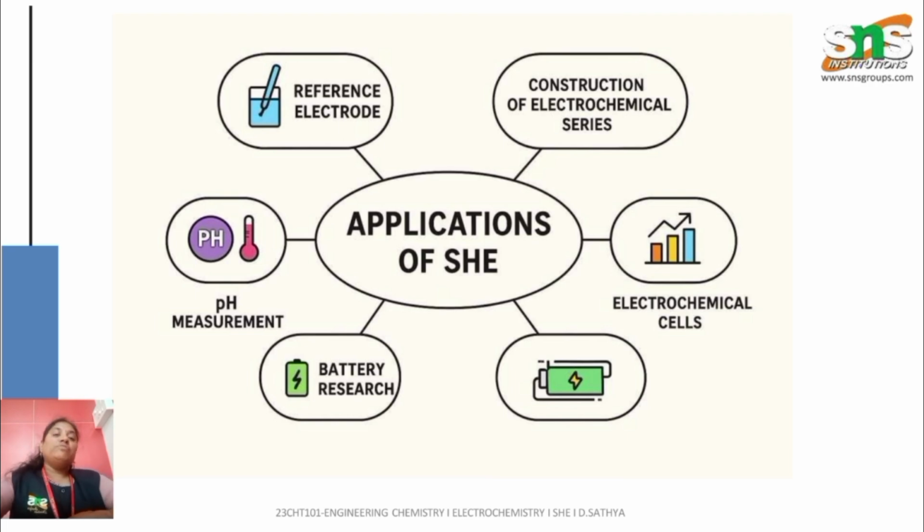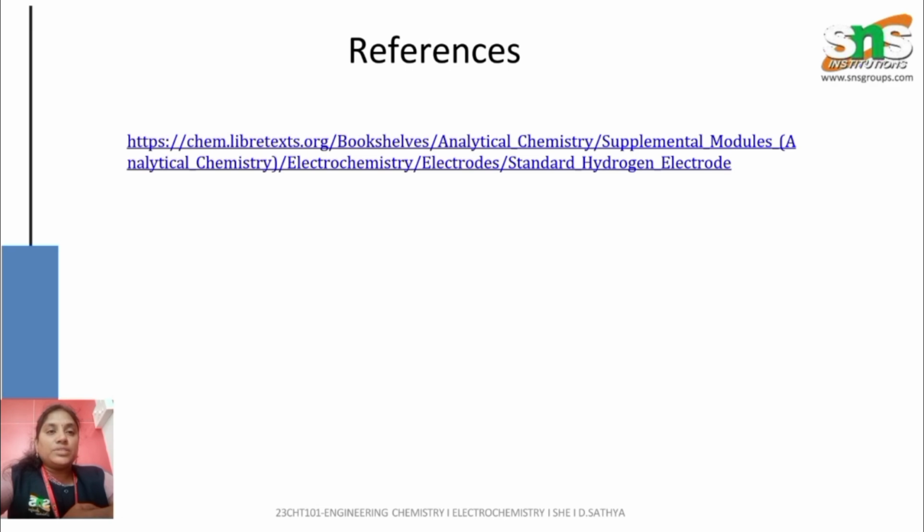The application of SHE is very important in daily life. This is a reference electrode, that's why we can find out the potential of other metals. It is used for pH measurement and battery research, and in our chemistry laboratory for potentiometric titration and other titrations. Also we use this electrode to find out electrode potentials and to construct the electrochemical series. So these are the main applications of the standard hydrogen electrode.